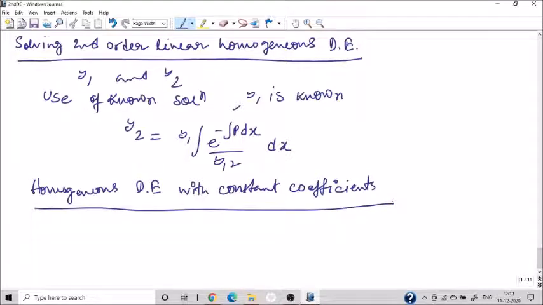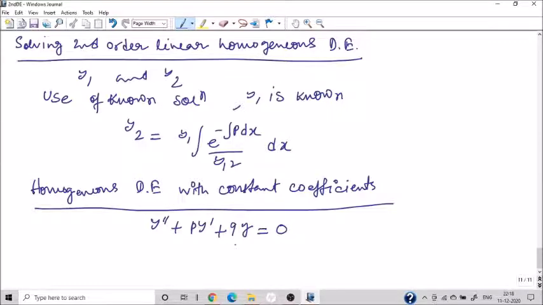Homogeneous differential equation with constant coefficients means the coefficients of y, dy dx and d2y dx2 are constant. We can write the general expression of a homogeneous differential equation with constant coefficients in this way: y double dash plus p, this is a constant coefficient, times y dash plus q times y equal to 0. It is homogeneous, so that is why the right hand side term is equal to 0.